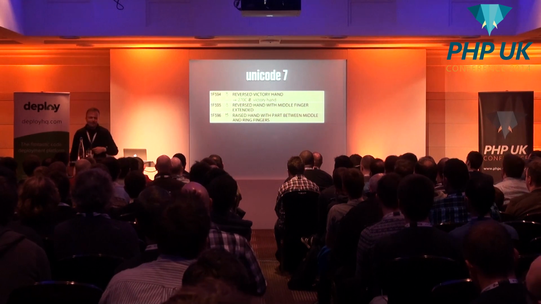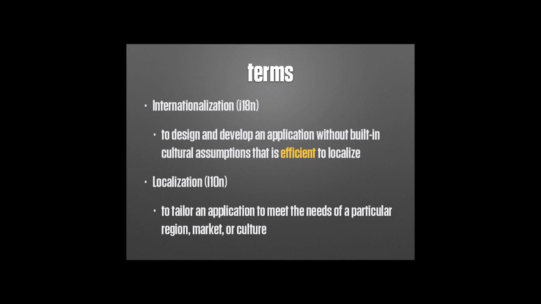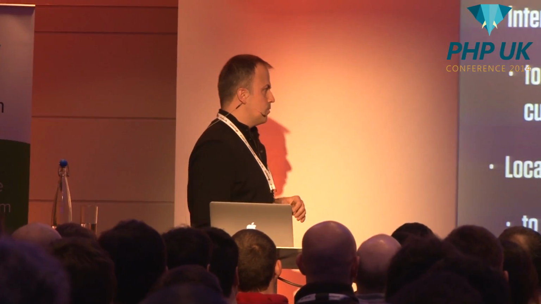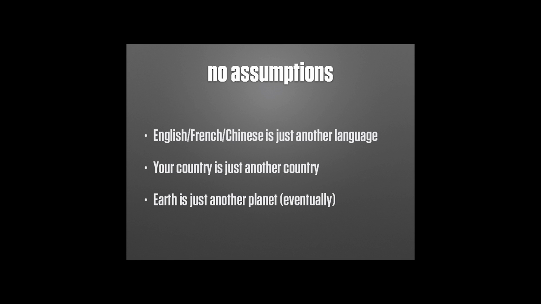All right. So some terms get thrown around, like internationalization or i18n and localization. What do they really mean? Well, internationalization means you develop your application in such a way that it doesn't have any built-in assumptions, and also in a way that it's efficient to localize. And localization comes after that, which is where you take an application like that and then tailor it to meet the needs of a particular culture or market or group of users. So you shouldn't have any assumptions, like English, French, Chinese, Indian, whatever. Russian is just another language. There should be no preference for a particular language. Your country is just another country, Earth is just another planet at some point. So keep that in mind.